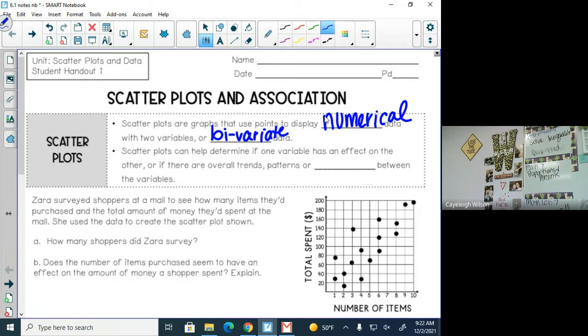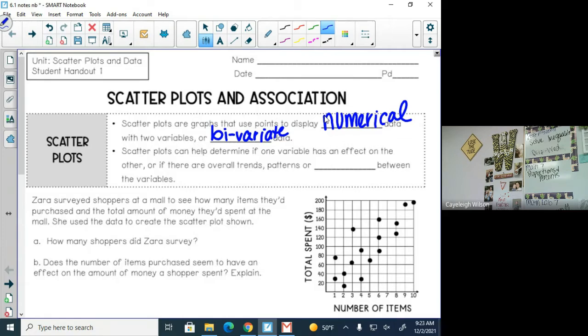Prefix bi means two. So it's talking about two different variables. The ordered pair is representing something like miles and hours, or the cost of a house and the cost of the utilities. Things like that. Two different things that are going to be compared on the same graph.